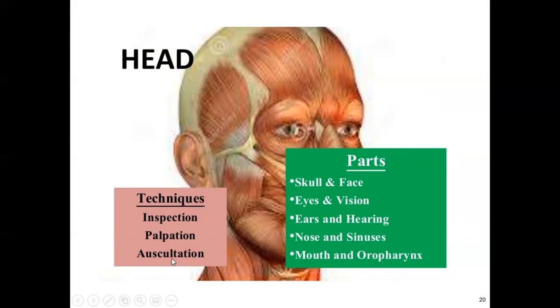then auscultate with a stethoscope. The head and neck area basically consists of our skull and face, eyes and vision, ear and hearing, nose and sinuses, mouth and oropharynx.